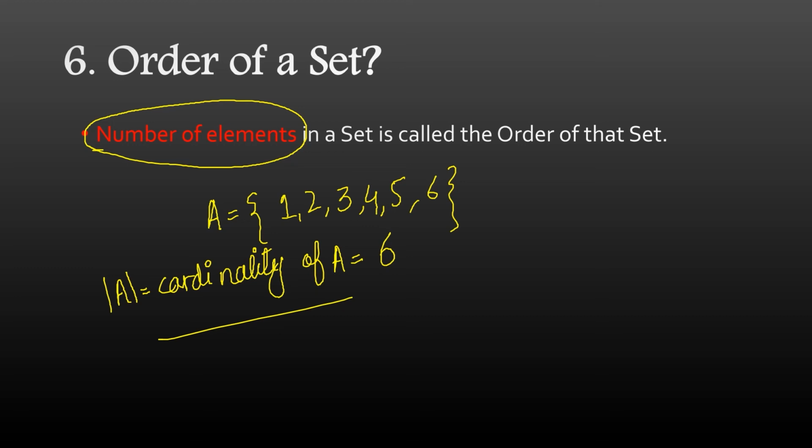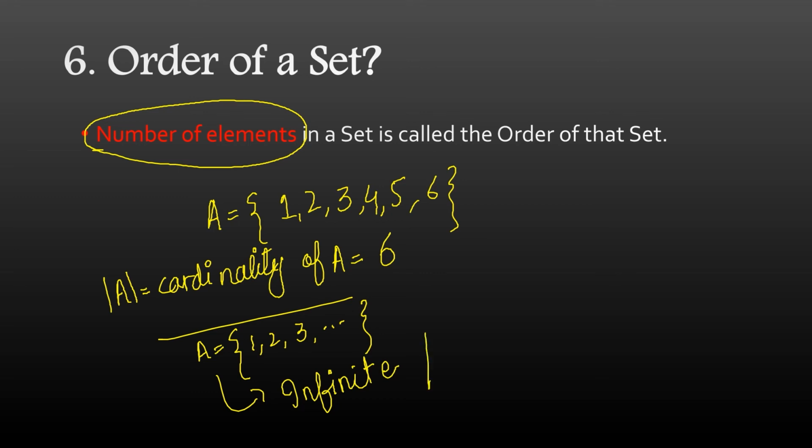What if we have an infinite set? Consider the set of natural numbers. What is the order of A? The answer is the order of A is infinite. Or we can say that cardinality of A is infinite.